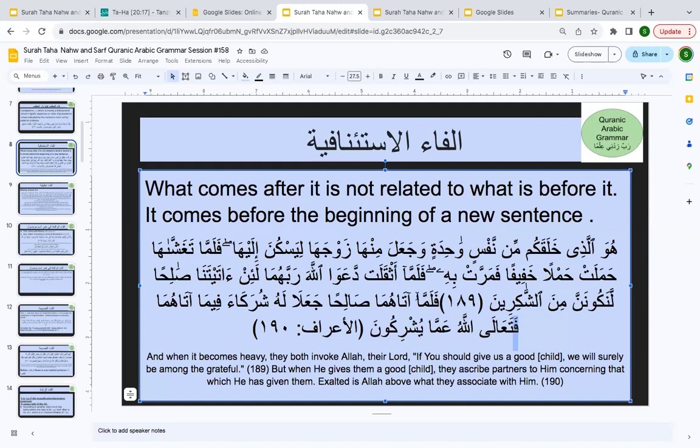So the question is, what is the difference between fa isti'nafiya versus waw isti'nafiya? I have to get back to you on this one. Okay.